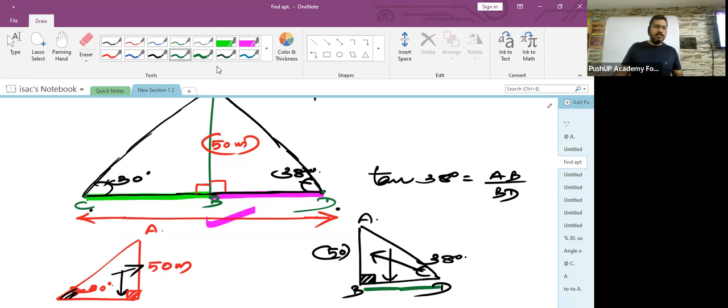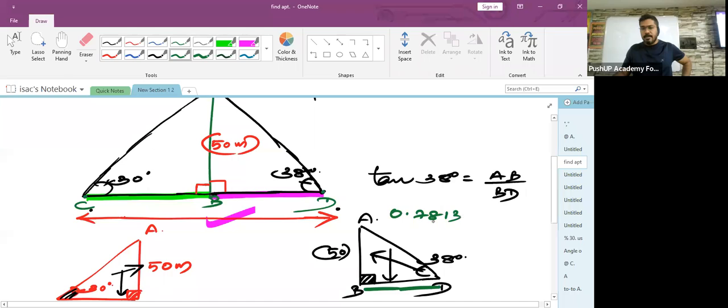Now, suppose you go with this step. Let's see what difficulties or challenges you are going to face. Children, what is tan 38? Can somebody help me? 0.7813, which is equal to AB, which is 50, divided by BD.